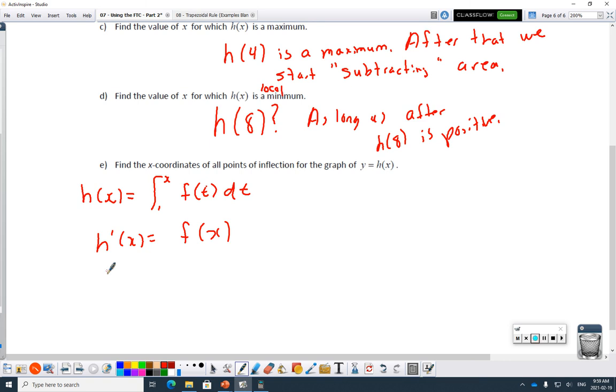Will went farther than he said, okay, well then that means h double prime is f prime. The double derivative of h is the derivative of f, and I can analyze the derivative of f. If I want to know where h double prime switches signs, I just want to know where f prime switches signs. So, points of inflection here will be max mins of the f prime.